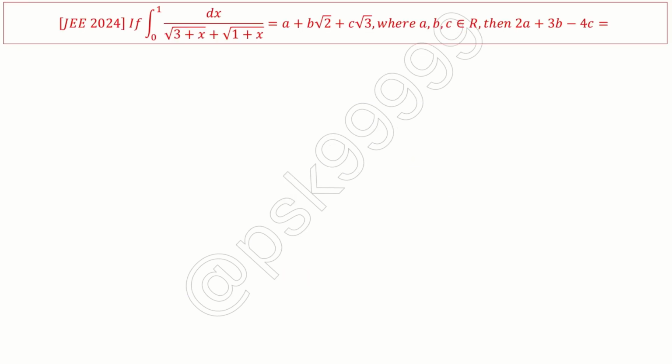Next, if the integral from 0 to 1 of dx divided by (square root of (3 plus x) plus square root of (1 plus x)) equals a plus b root 2 plus c square root of 3, where a, b, c are real numbers, then what is the value of 2a plus 3b minus 4c? One thing you remember: whenever you see square roots in the denominator, always remember one statement. You don't like square roots in the denominator. First try to remove them.